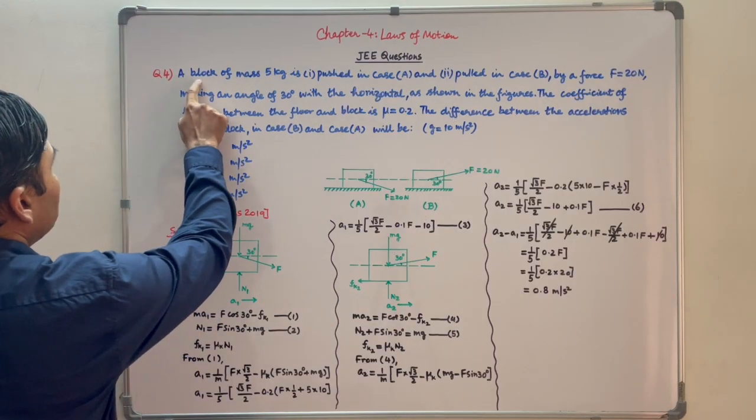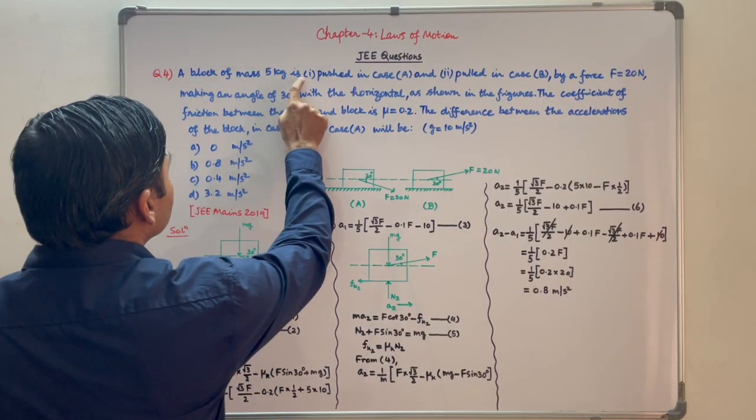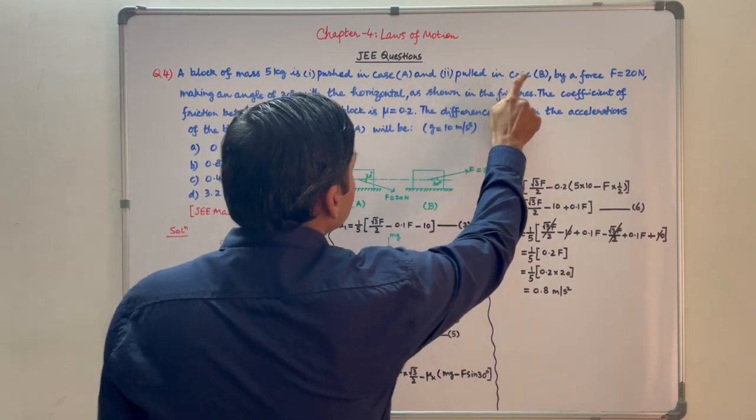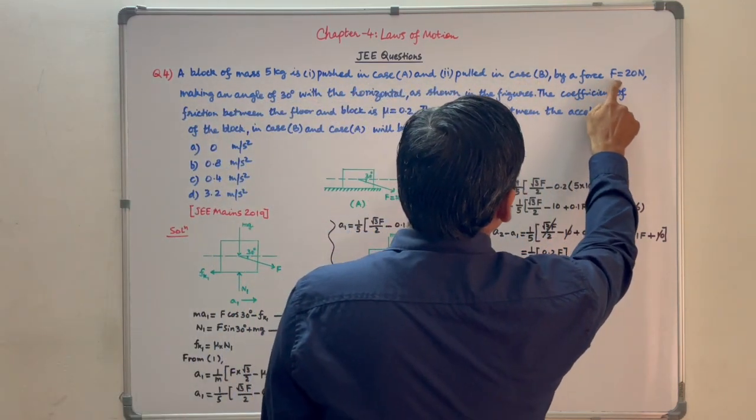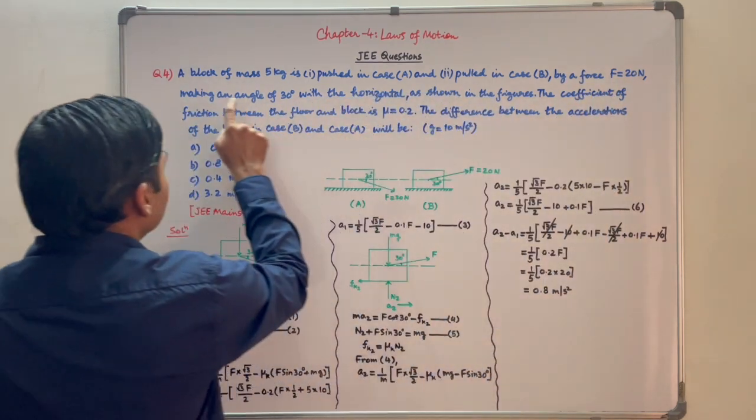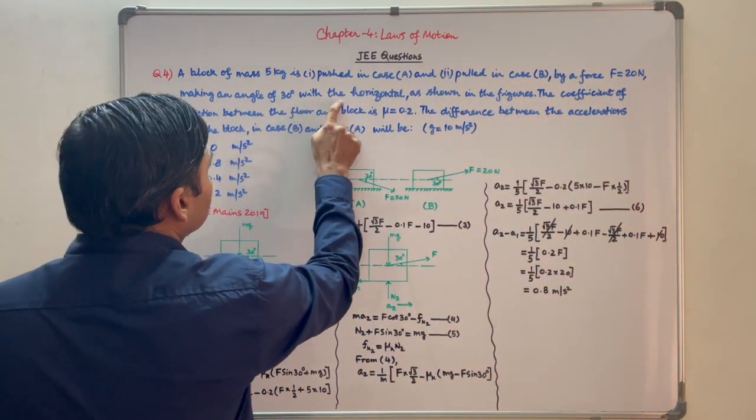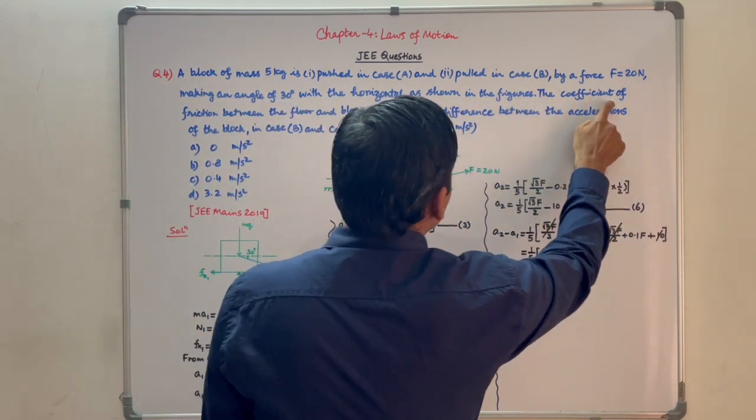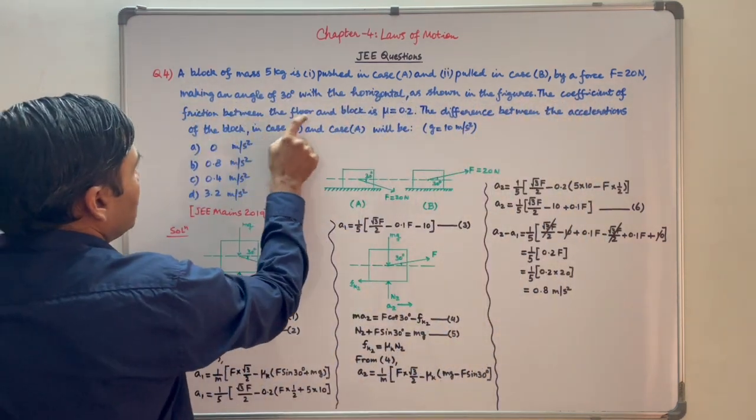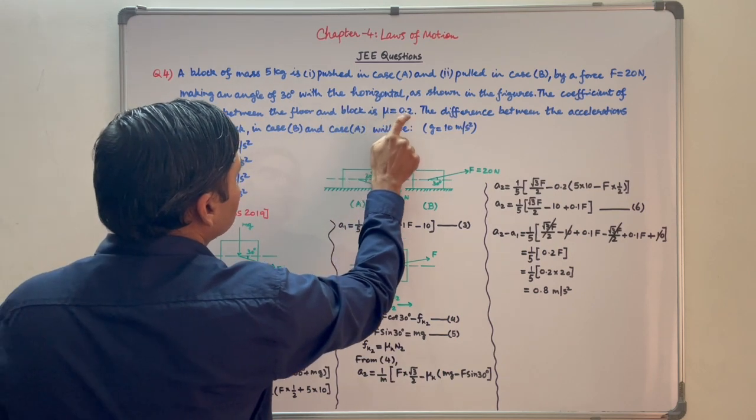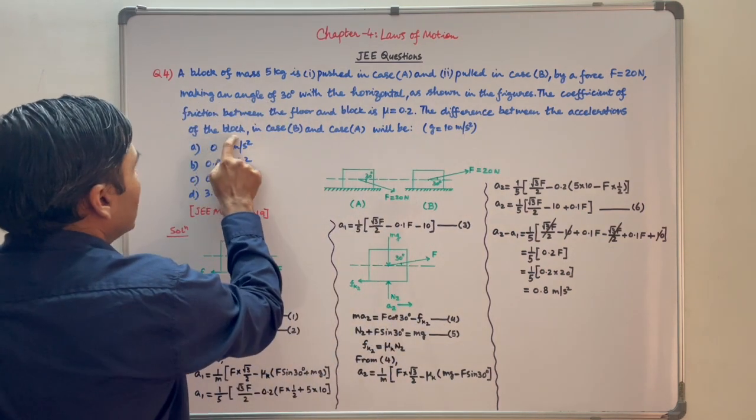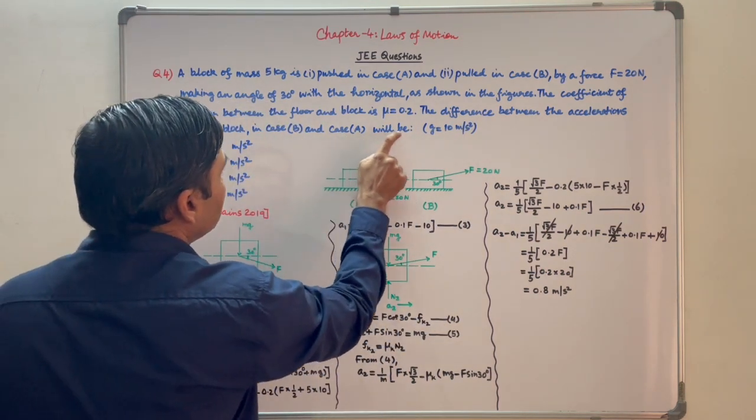Fourth question. A block of mass 5 kg is first pushed in case A and second pulled in case B by a force F is equal to 20 Newton, making an angle of 30 degree with the horizontal as shown in the figures. The coefficient of friction between the floor and the block is mu is equal to 0.2. The difference between the accelerations of the block in case B and case A will be.